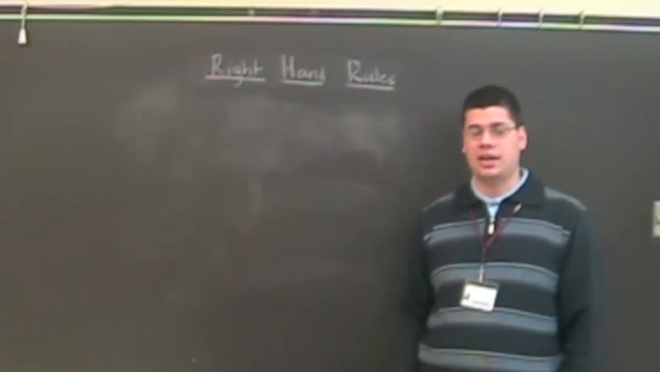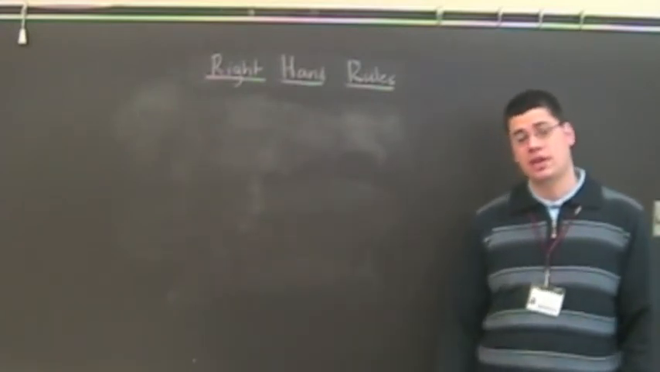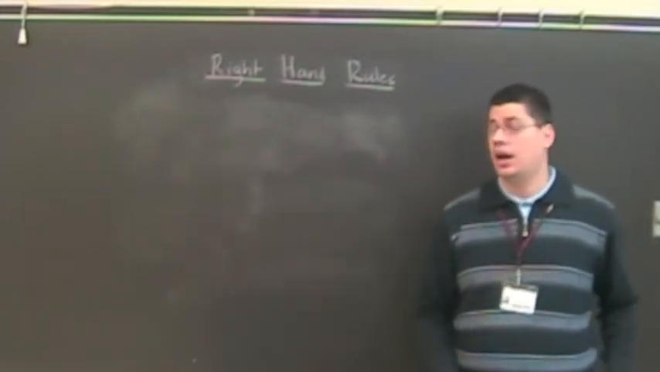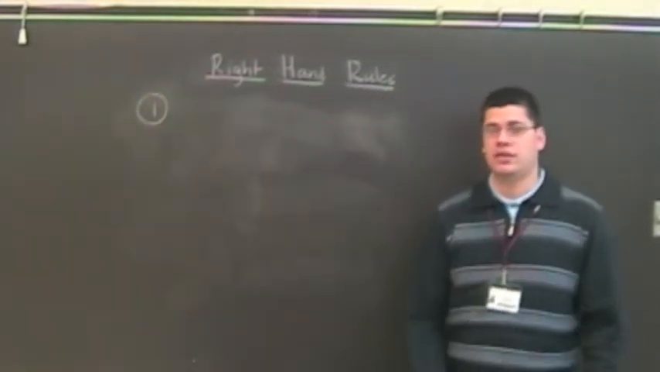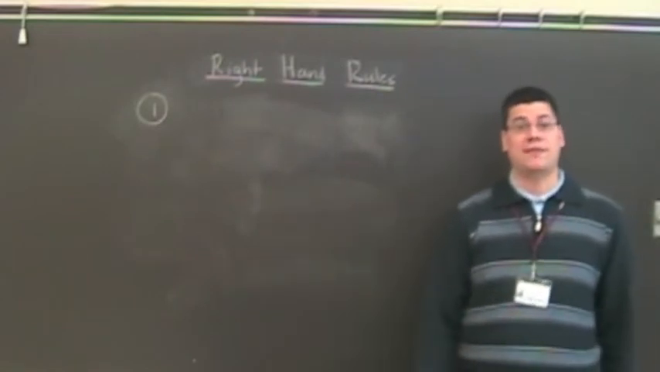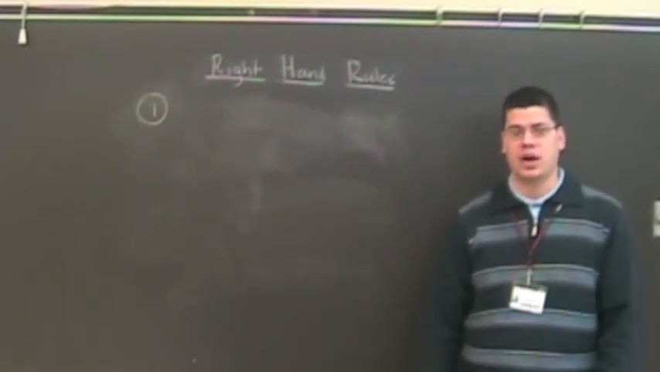Hello everybody. This video will review right-hand rules. There are two right-hand rules. The first one is going to tell us the direction of magnetic field around a current carrying wire.